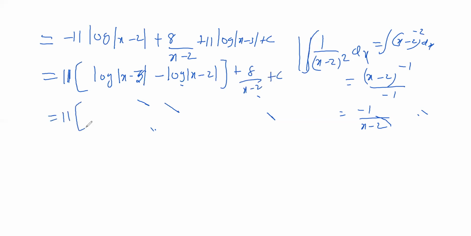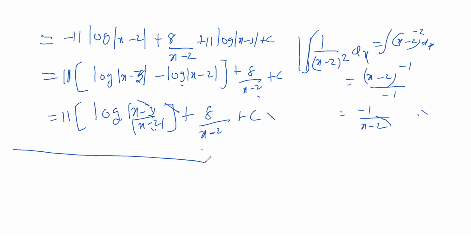Now 11 into, you see the formula, what formula? Log m minus log n. What is that? Log m by n. So log of what? x minus 3 by x minus 2, plus 8 by x minus 2, plus c. So the answer is 11 log of x minus 3 by x minus 2, plus 8 by x minus 2, plus c. Yes, ma? Right.